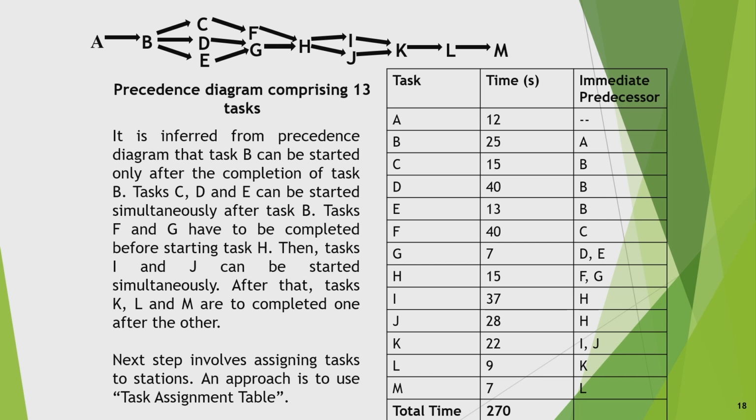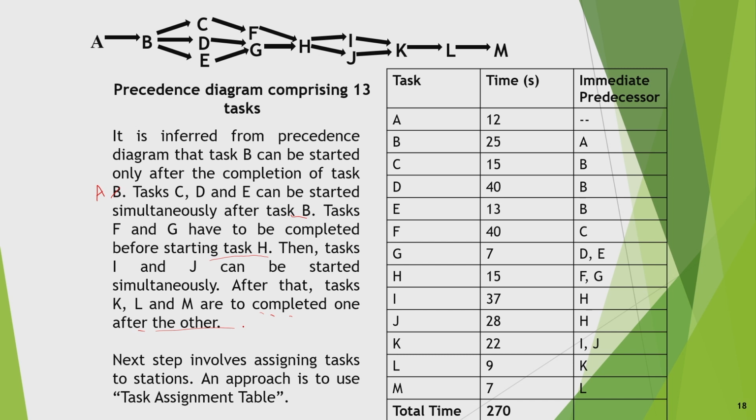It is to be inferred from the precedence diagram that task B can be started only after the completion of task A. Tasks C, D and E can be started simultaneously after task B. Tasks F and G have to be completed before starting task H. Then tasks I and J can be started simultaneously. After that, tasks K, L and M are to be completed one after the other.